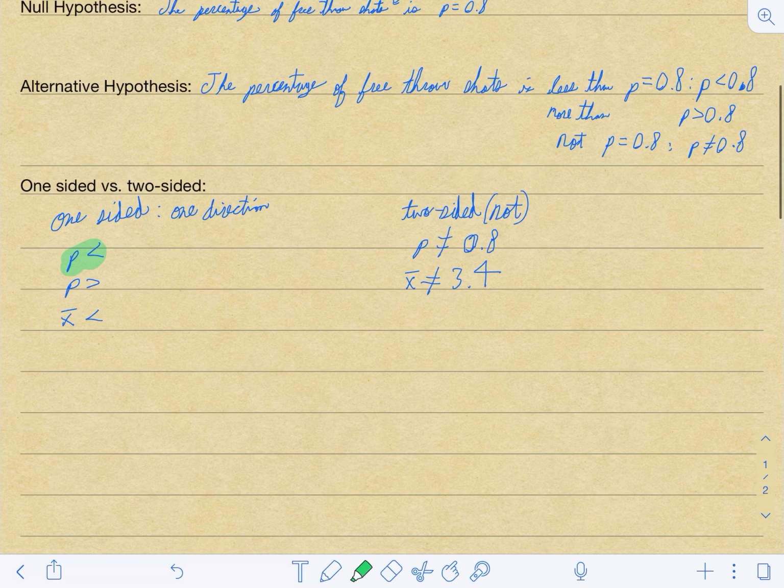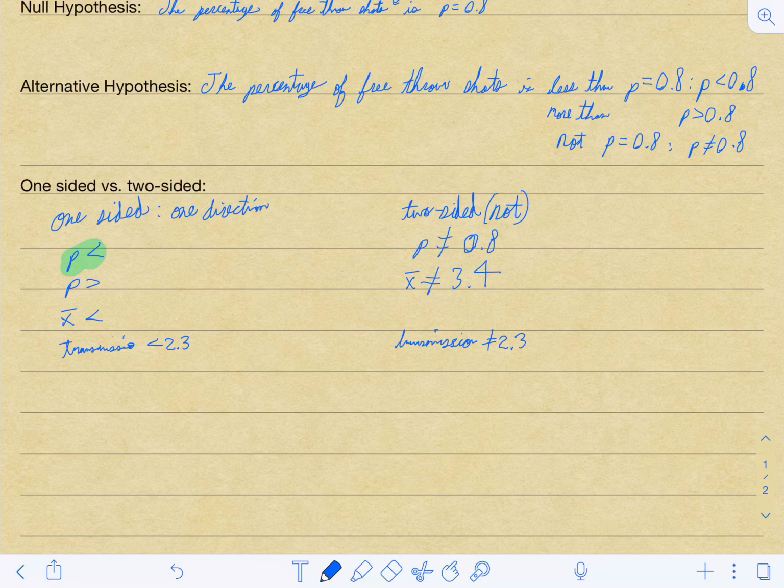Or you could talk about the transmission rate. I claim that the transmission rate is 2.3. So I'm going to make a one-sided claim. I'm going to say the transmission rate is less than 2.3. And I could write it like this: transmission is less than 2.3, where the null hypothesis is that it is 2.3. If I wanted the two-sided hypothesis, I would say the transmission is not equal to 2.3.